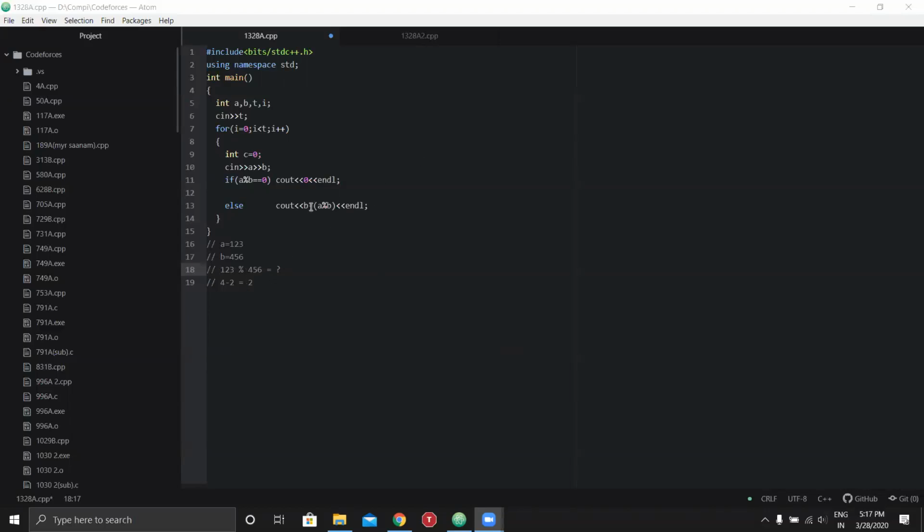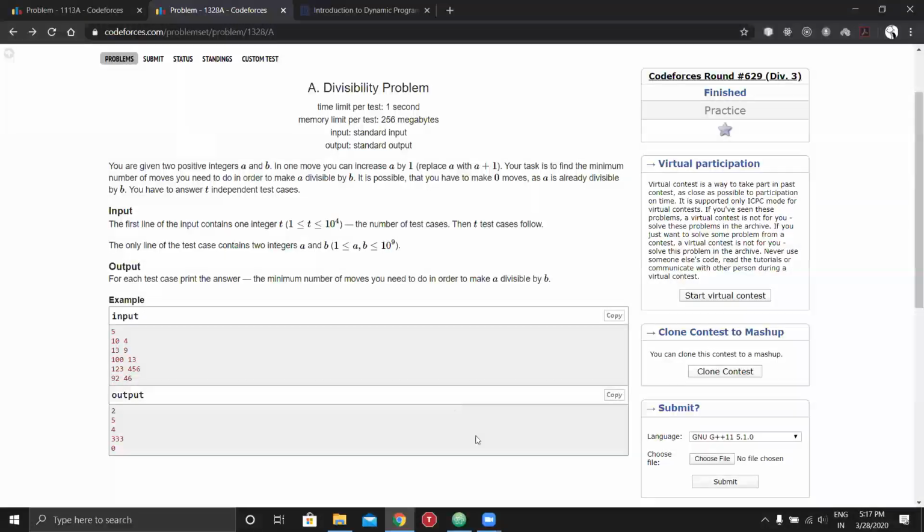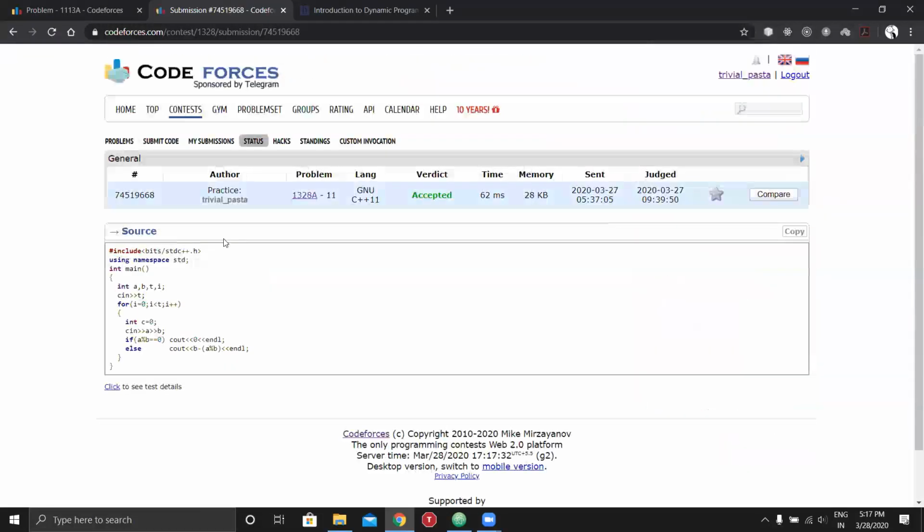So according to the equation, b minus 123, right? So that is 456 minus 123, which is equal to 333. Yeah, right? This is equal to 333, which is the correct answer for that. Now, if you submit this code, it'll obviously give you accepted. That's what I did here. I'll show you the thing over here.